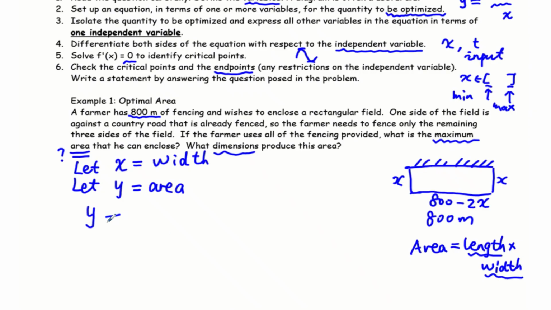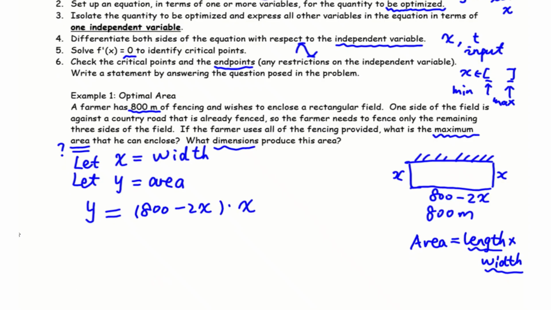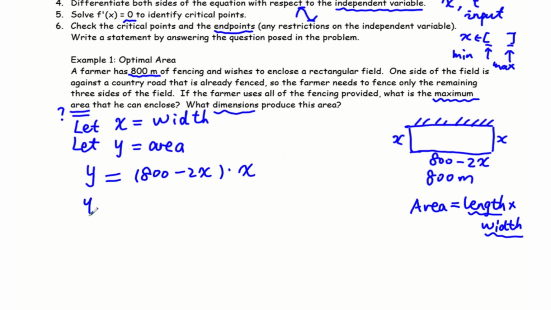So now we are going to use the area formula to set up the equation. Area equals length times width. Length is 800 minus 2x, times the width, which is x. Then we could continue to expand it. We don't have to. You could use the product rule to find the derivative, but if you like, you could expand it. Then we call this equation 1.